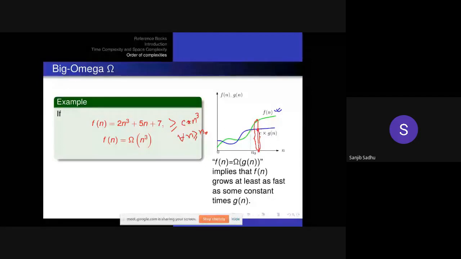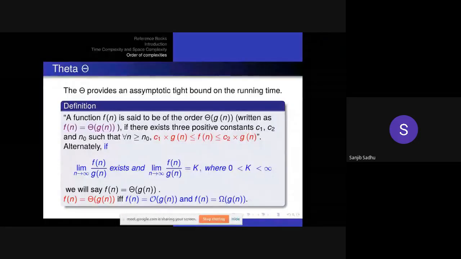Now theta notation. What is the theta notation? The theta notation provides the asymptotic tight bound on the running time. Tight means both upper and lower bound, and they are the same. So same means the same function.